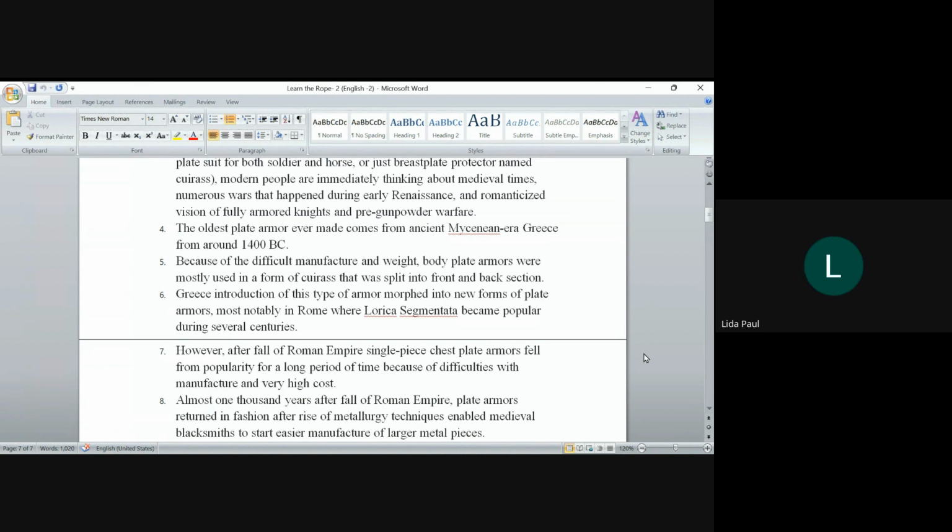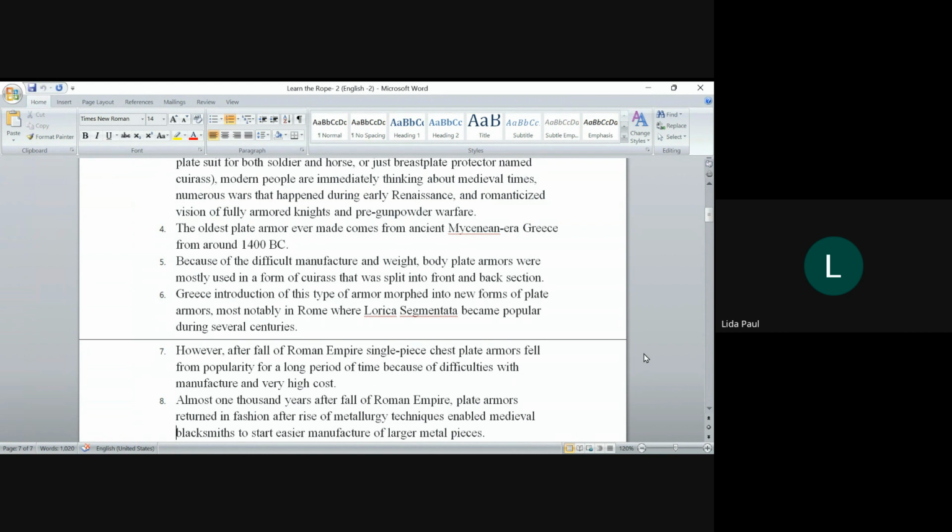Which line is that? The last line of the sixth one. During several centuries. During? No, no, no. During is not an adverb. What is during? During is a preposition, connecting the part on Lorica segmentata, that's one noun, to the other part, centuries. During is a preposition, and several is what? Adjective, right? It's a quantitative adjective or numerical adjective, as it is called.